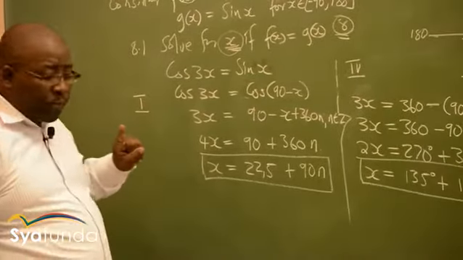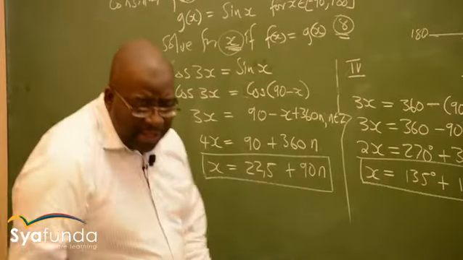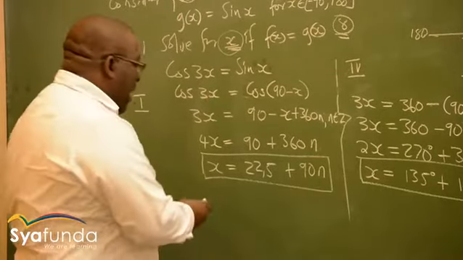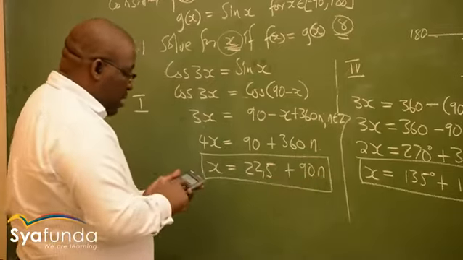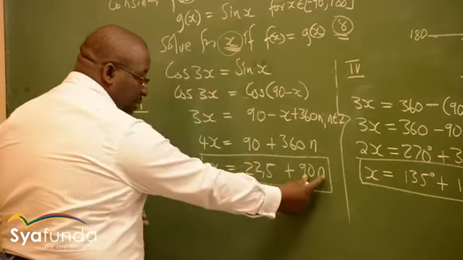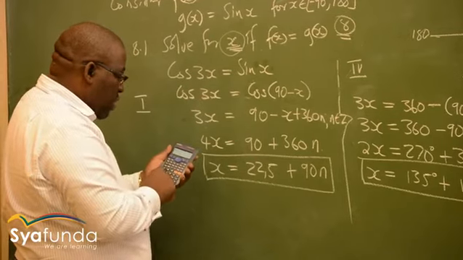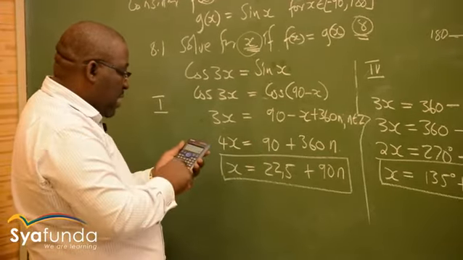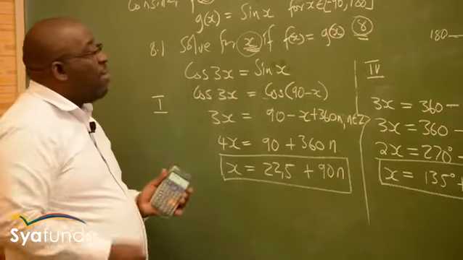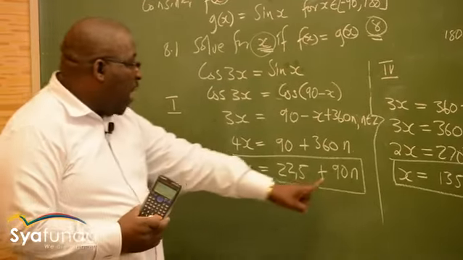Let's move on. What if this is 1? If we take 90, you multiply it by 1, it will be what? It will be 90. 90 plus 22,5. What is it that we get there? We get 112,5. That is the value when you push 1 here.